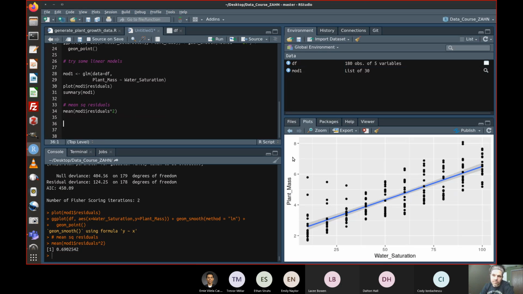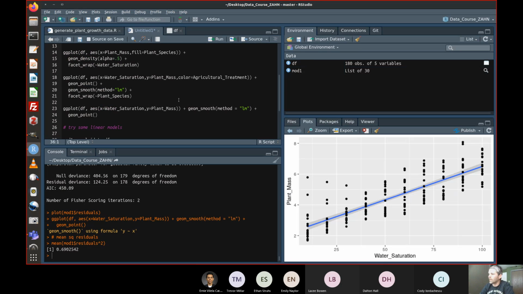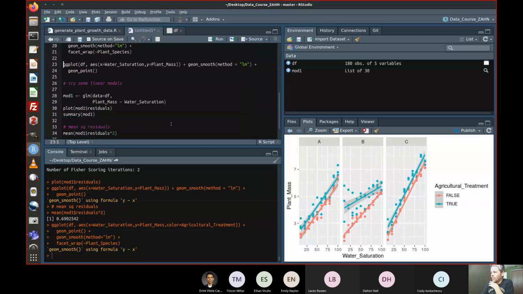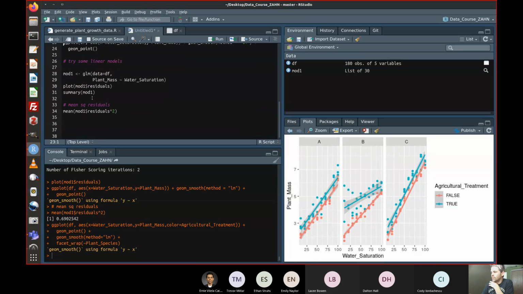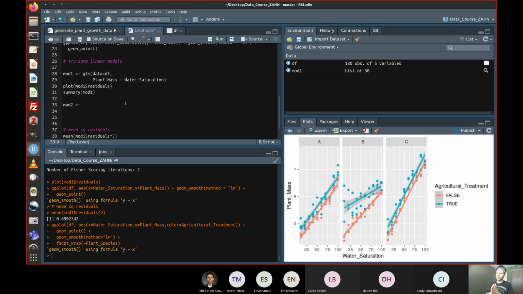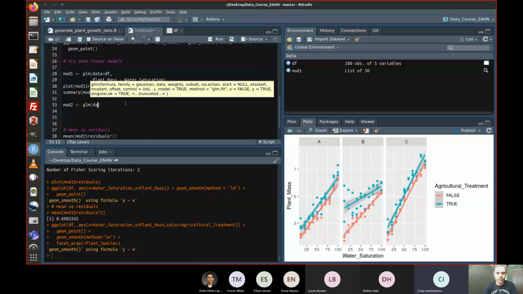Let's make a better model. I don't think I like this one very much. It's got a lot of scatter around it. Let's make one more like that. How do I make that model? And call it mod 2. Let's see. So would you do plant mass as a function of water saturation, agricultural treatment, and species? Yeah, let's throw it all in.